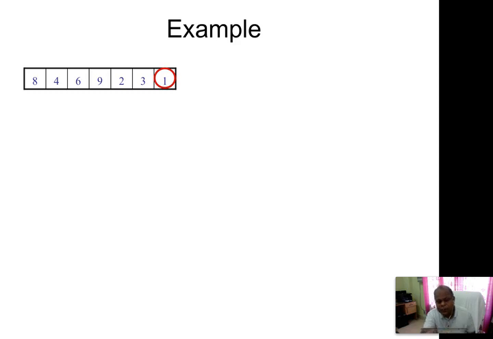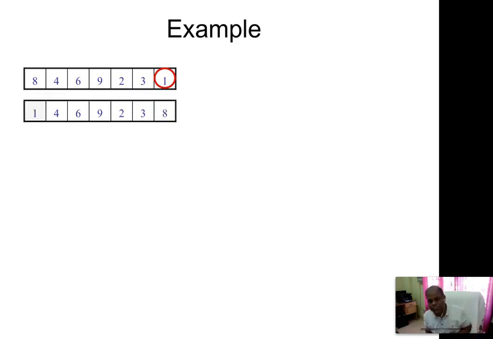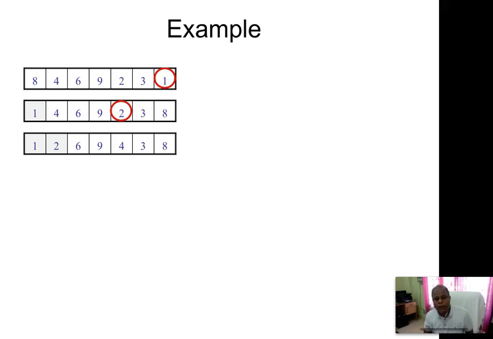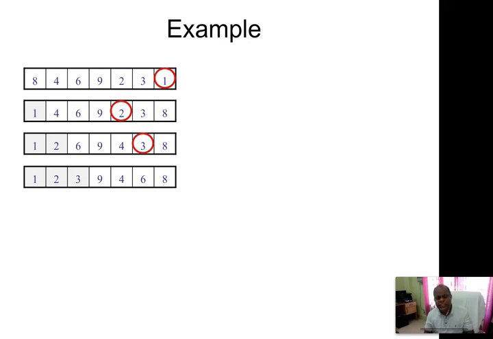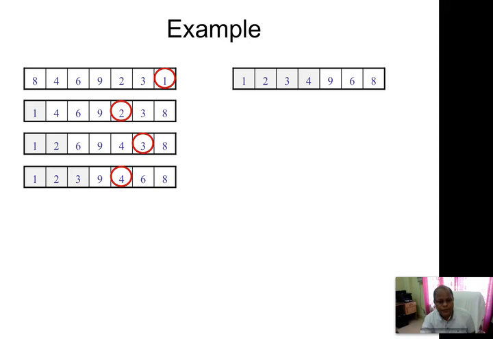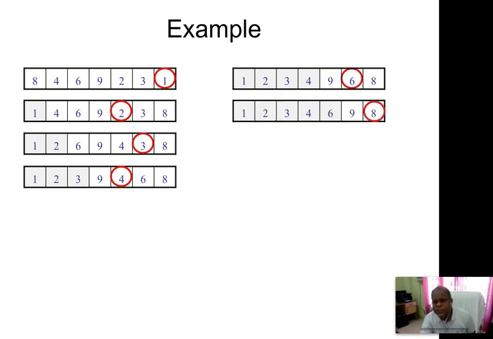See, in the first pass, we will see that 1 is the smallest element, and it will be placed in the first position. Hence, 1 and 8 will be exchanged. And next, the next smallest element is 2, and it will come to the second position. The third smallest element is 3, it will come to the third position, and that exchange will be done. The fourth smallest element is 4, it will come to the fourth position. The fifth smallest element is 6, and it will come to the fifth position. The sixth smallest element is 8, it will come to the sixth position. Like this, it will do the sorting.